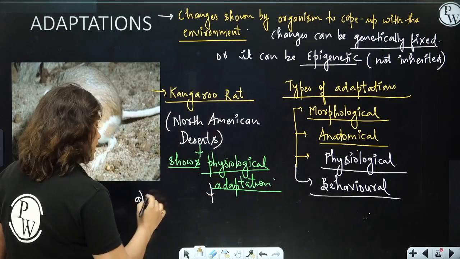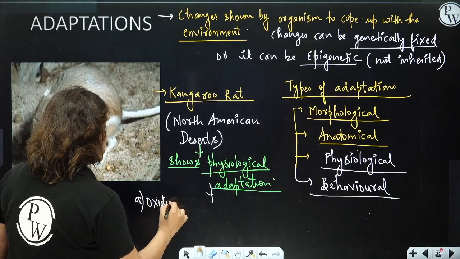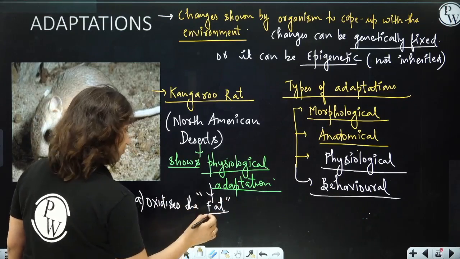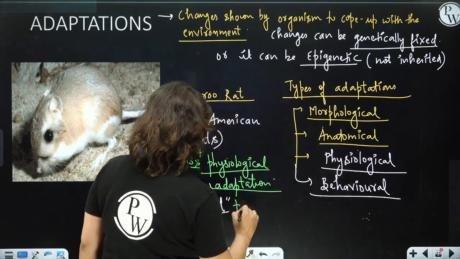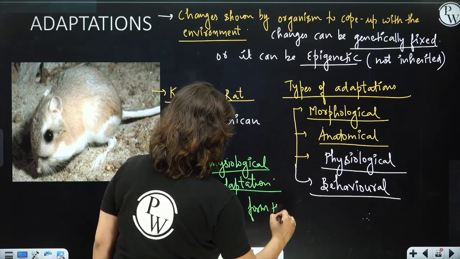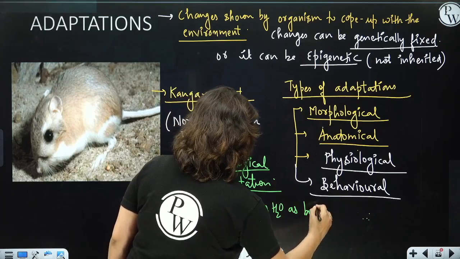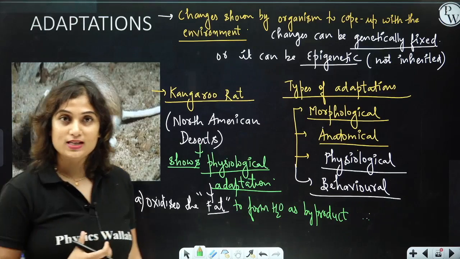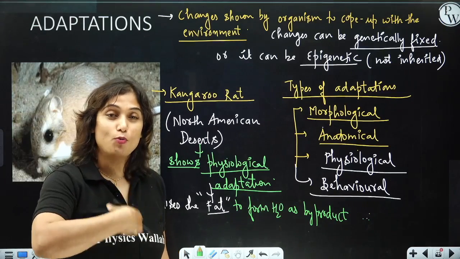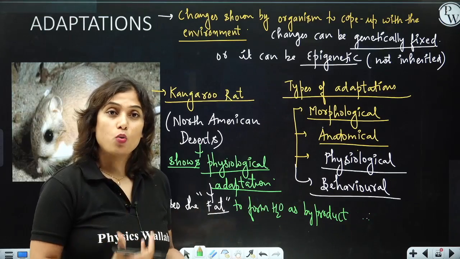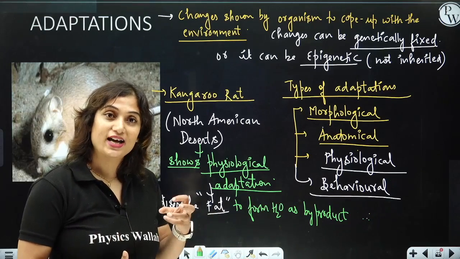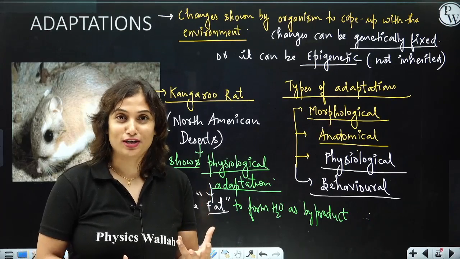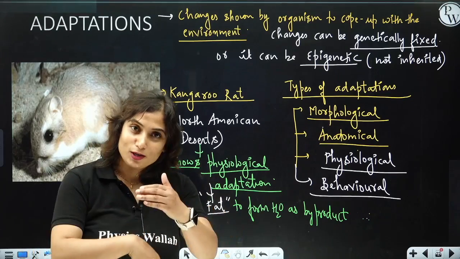First, it oxidizes the fat present in its body to form water as a byproduct. Because the rat knows that it will not get water from outside, it has changed its bodily functions. It has acquired a mechanism in which it oxidizes the fat inside the body and water is produced as the byproduct. So it produces the water inside its body only.